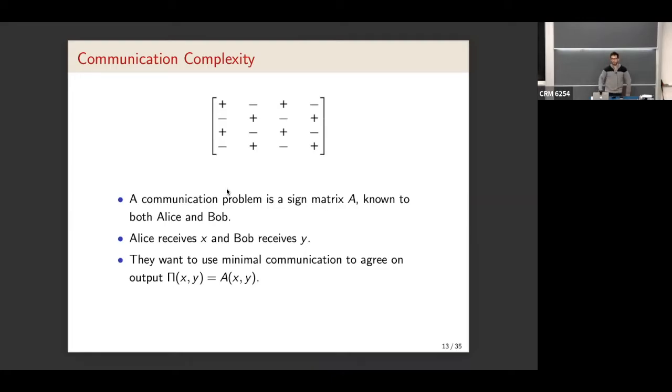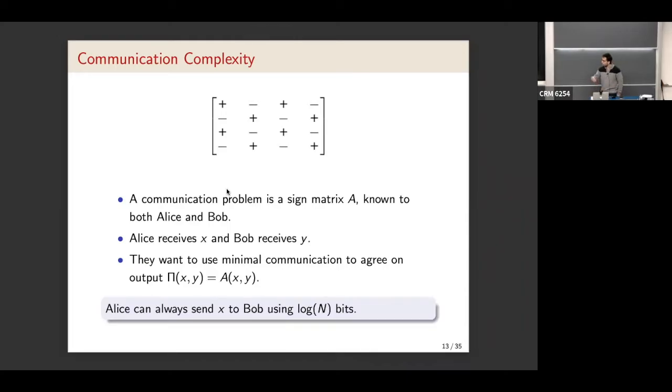One classical example is equality, where they want to know if X equals Y. Let's say your matrix is 1 if X is equal to Y, and -1 otherwise. How much do they need to talk to each other to find out if X is equal to Y? That's the setting of two-party communication. There's always an easy protocol, the trivial one, where Alice just sends all of X to Bob, and that takes log N bits, where the matrix is N by N.